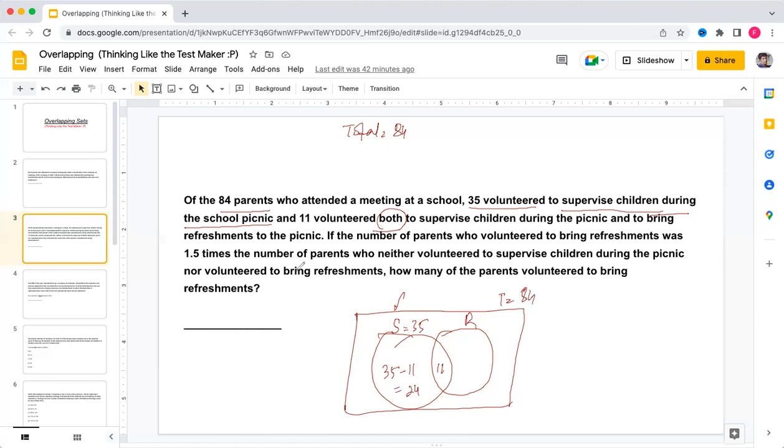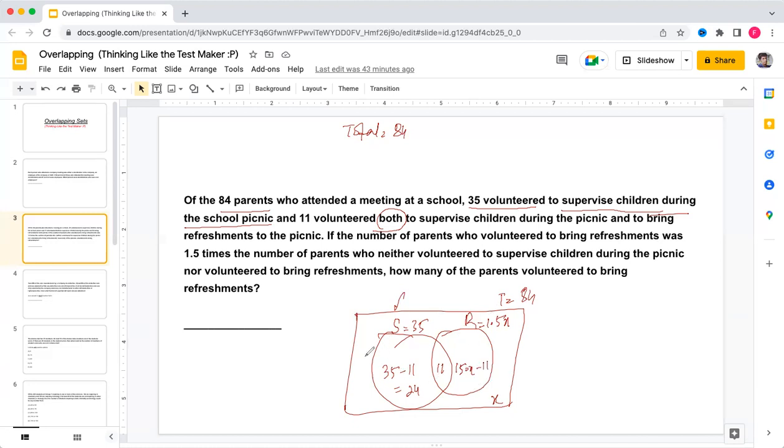is 1.5 the number of parents who neither volunteer for this one or this one. So let's call this, for example, X. So this whole thing must be equal to 1.5x, 1.5 times of that. So if this is 11, this will be 1.5x minus 11.